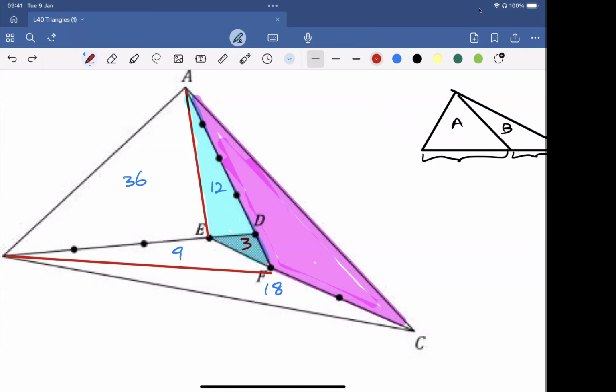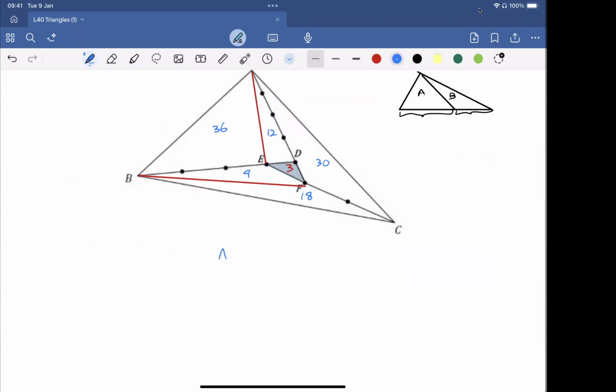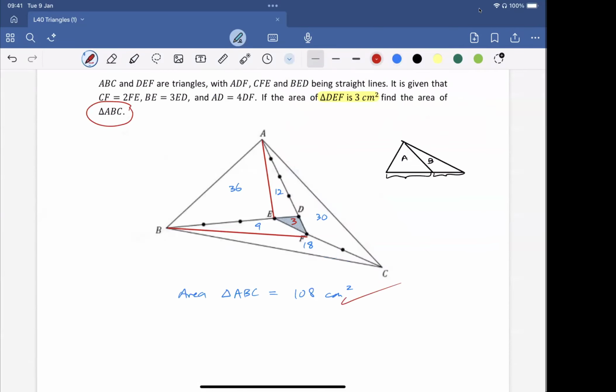So can you tell me the total area of the blue triangle? 15. So what is the area of the pink triangle? 13. There you go. 30. So all you need to do now is to add everything together, and triangle ABC will have an area of 108 cm square. So what do you learn from this, Isaac?